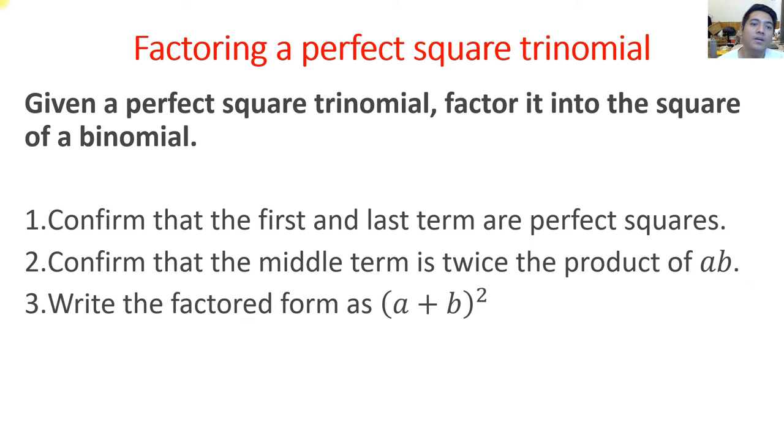So, how do you factor a perfect square trinomial? Given a perfect square trinomial, factor it into the square of a binomial. Confirm that the first term and the last term are perfect squares. If the first and last terms are perfect squares, then that could be a perfect square trinomial. Confirm the middle term is twice the product of a and b. Write the factored form as a plus b squared.